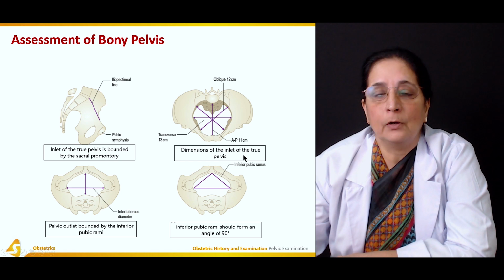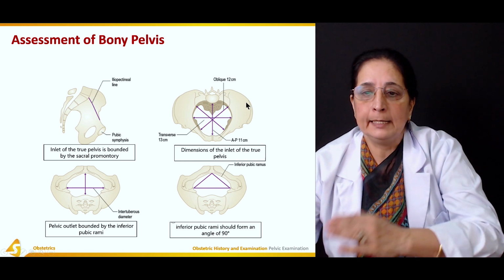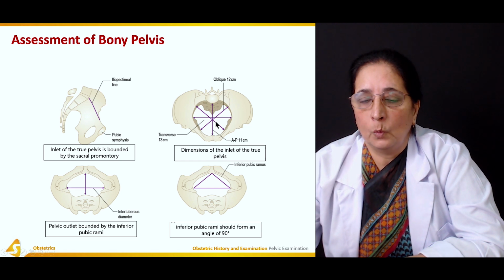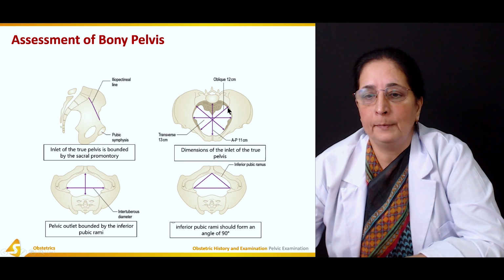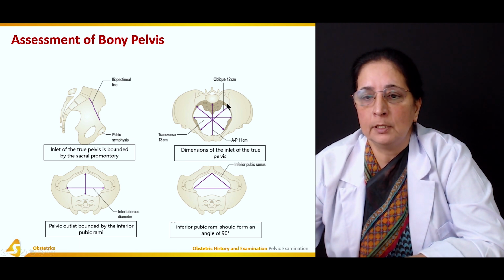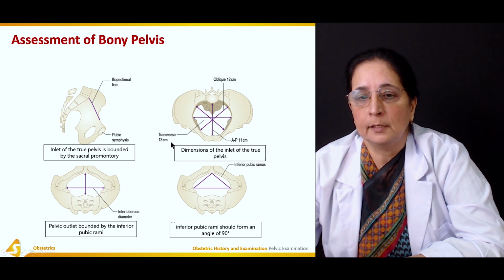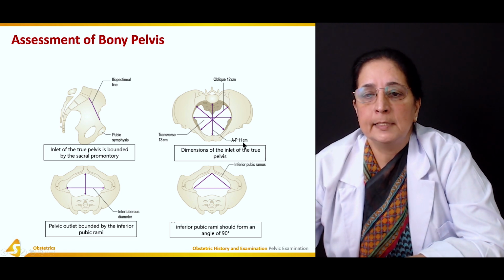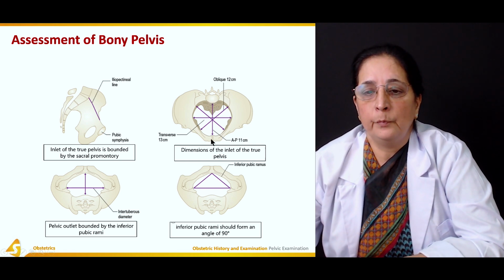Dimensions of the inlet of the true pelvis. What are the dimensions? We have 3: the oblique dimension, the anterior posterior (AP) dimension, and the transverse dimension. Oblique is 12 centimeters. Transverse is the biggest or largest dimension, which is 13 centimeters, and then AP is 11 centimeters. AP is from the sacrum to the pubic ramus.